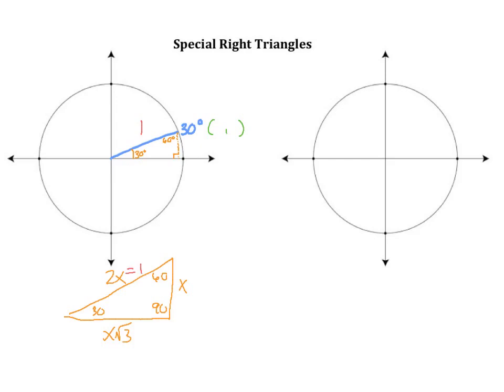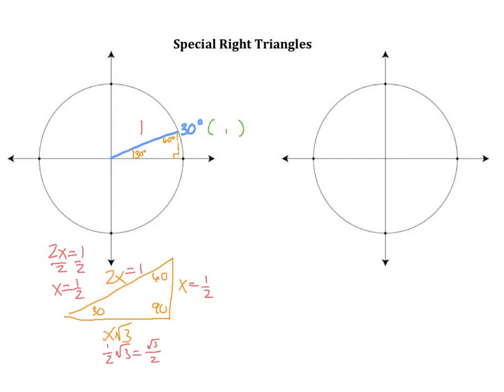So now I can solve for x. If I have 2x equals 1, divide by 2 on both sides, so x equals 1/2, which means the shorter leg equals 1/2. Now, for the long leg, I can plug in 1/2 into x. So I have 1/2 times the square root of 3. When I multiply that, I'm going to have square root of 3 over 2.